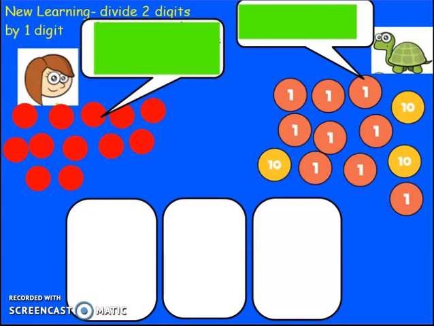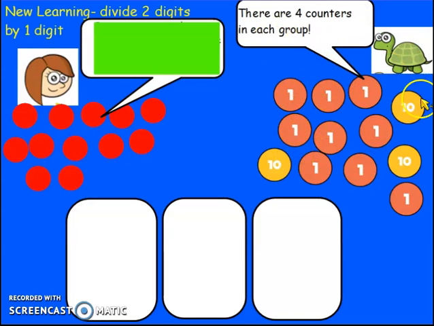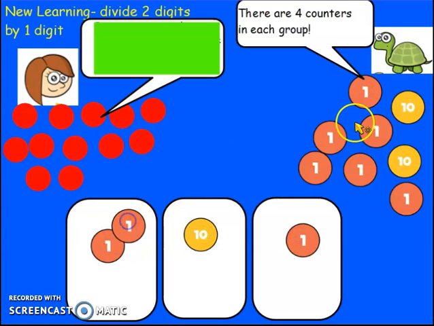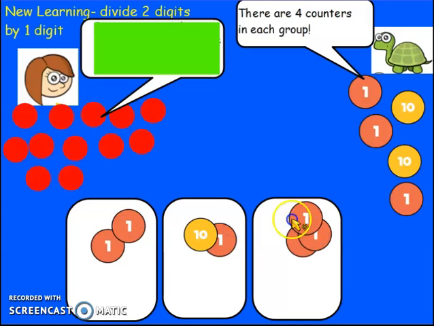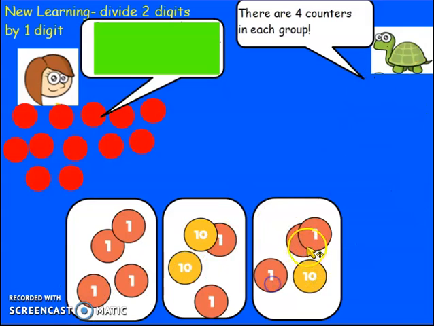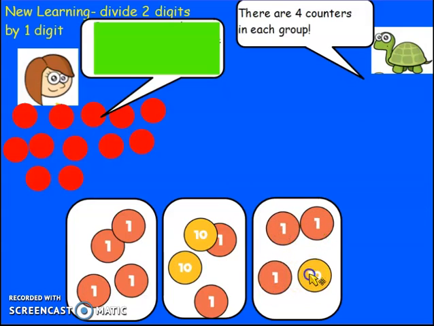So now we're going to do some new learning, and we're going to learn how to divide 2-digit by 1-digit numbers. So let's have a look. If we have these counters, there are 4 counters in each group. Let's check. 1, 2, 3, 4. So is the turtle correct? Well, he is correct because there are 4 counters in each group.